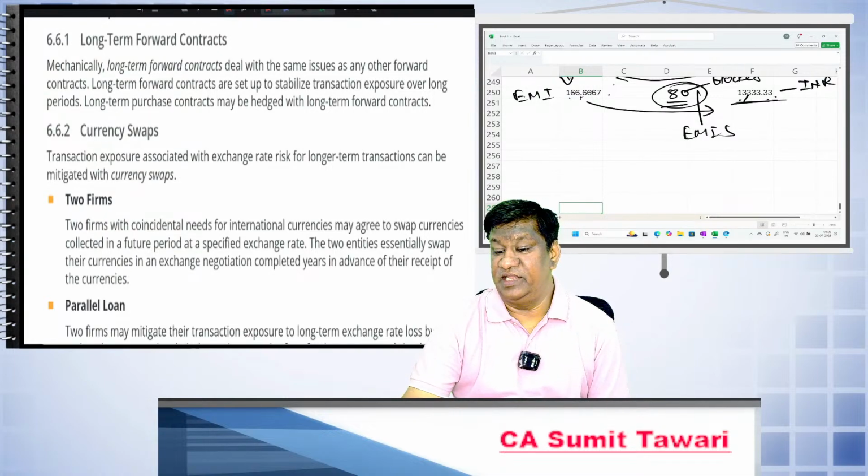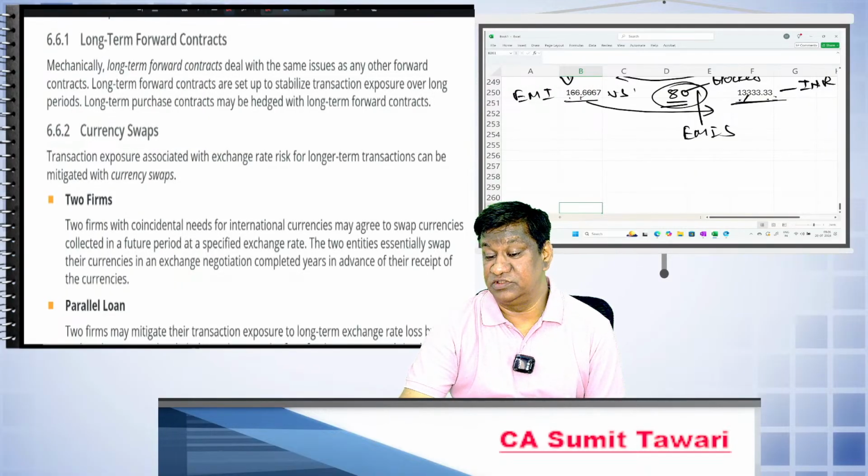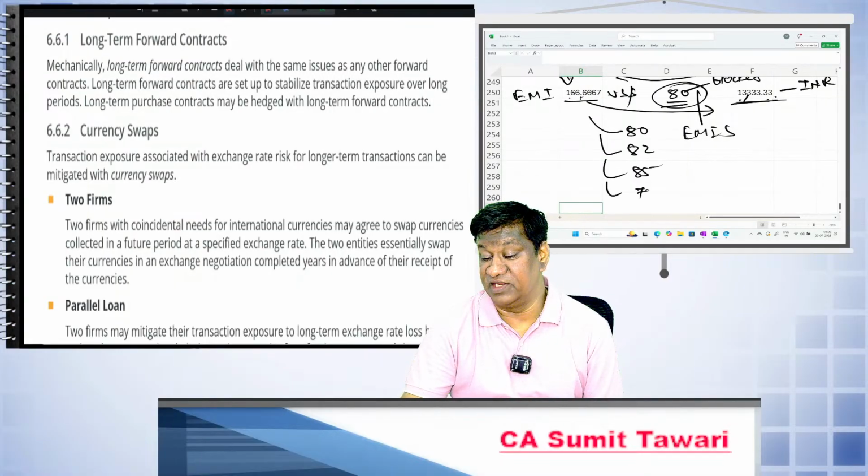If the Indian entity took the loan in US dollars, then he needs to pay the EMI in US dollars. To buy this 166.67, sometimes he needs to use the exchange rate of 80, sometimes 82, sometimes 85, whatever the current rate may be, and sometimes even 78. So whatever the changes in exchange rate, he needs to apply them.